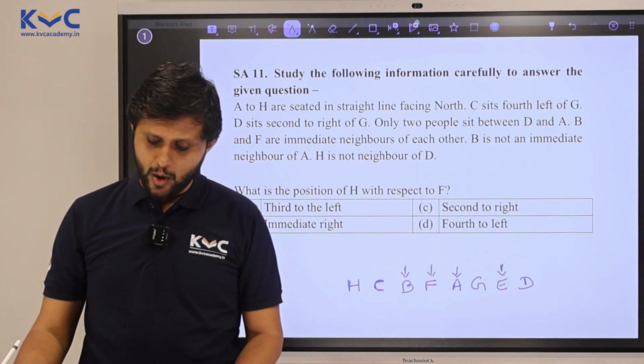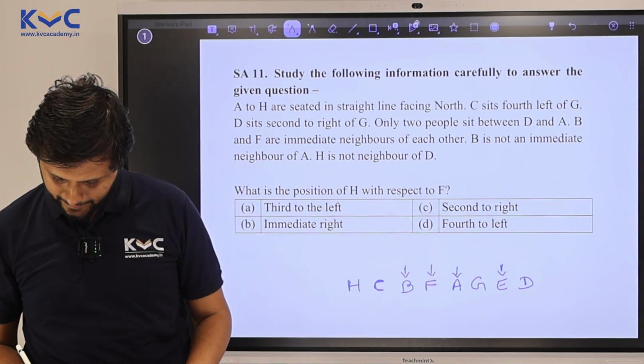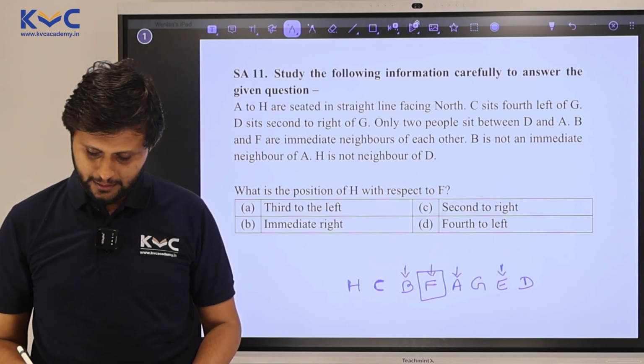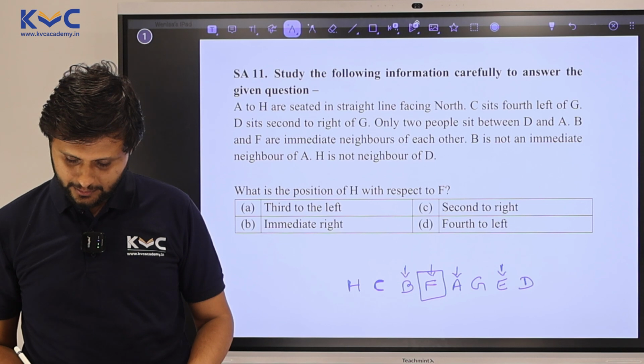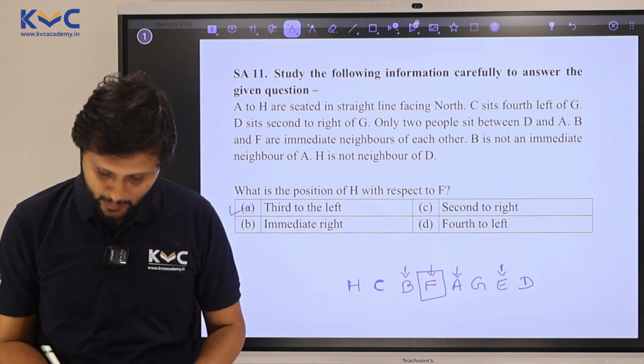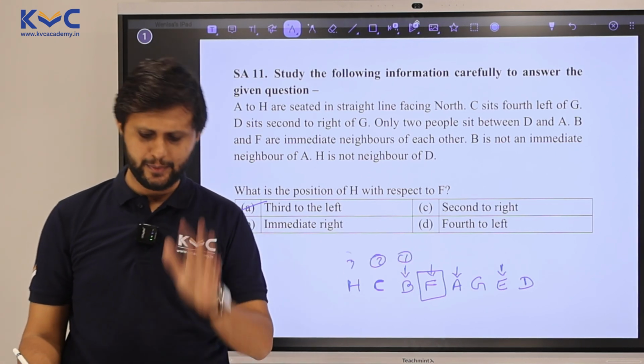Question number 11. What is the position of H with respect to F? With respect to F, H should be 3 places away, right? Third to the left. Third to the left, which is satisfying the option. We have 1, we have 2, and we have 3.